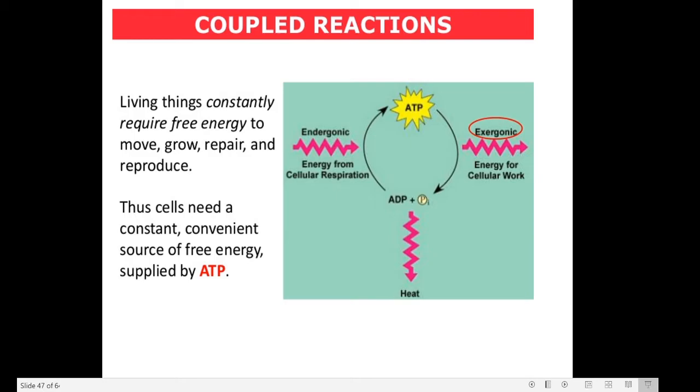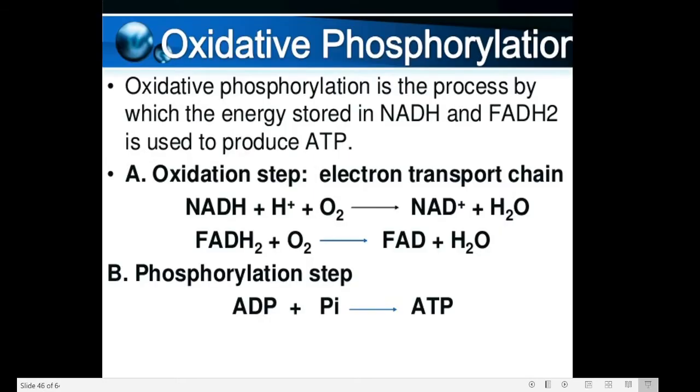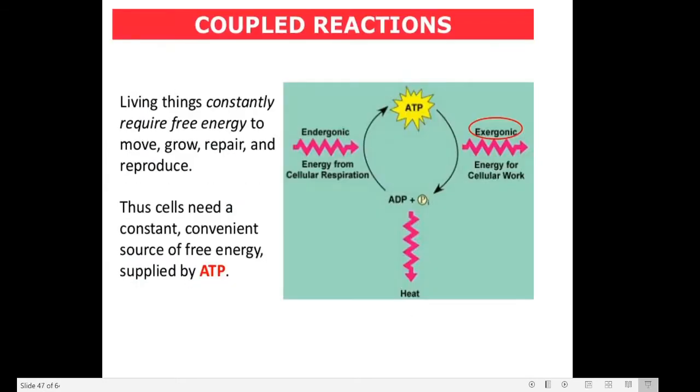First one is endergonic, which takes energy from respiration. Exergonic provides energy for cellular work. During the endergonic reaction, ATP is formed. During the exergonic reaction, ADP is formed. The output of the exergonic reaction is heat energy.